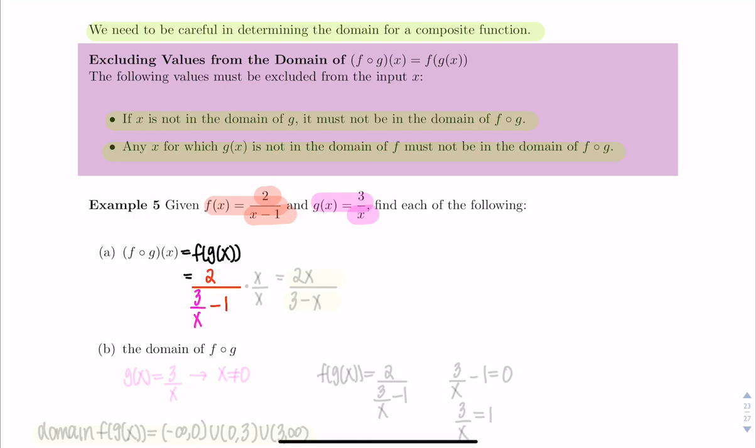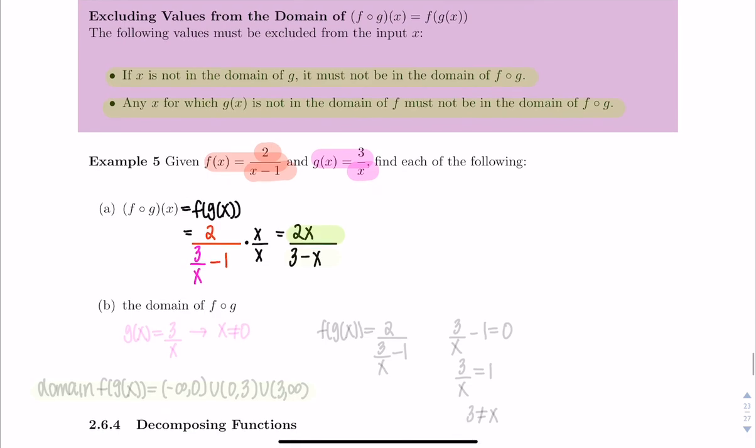So we want to make this look a little prettier. We want to have one fraction total. We don't want to have another fraction inside. So let's go ahead and multiply by the LCD, which in this case is x. So we end up with 2x divided by 3 minus x. So now let's figure out the domain of this.